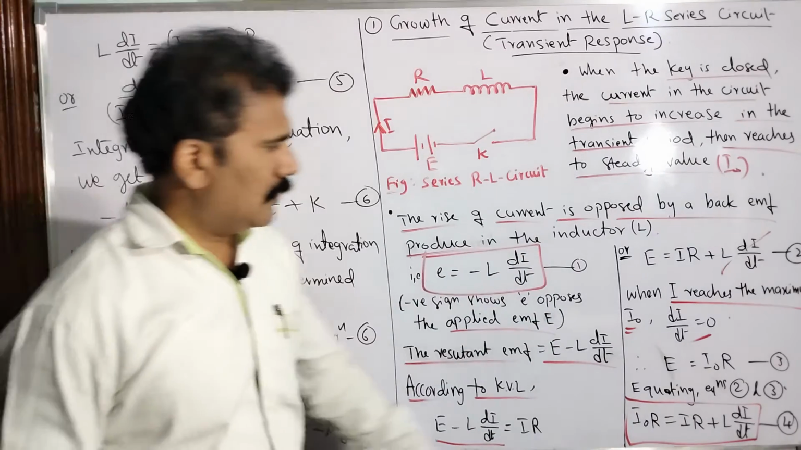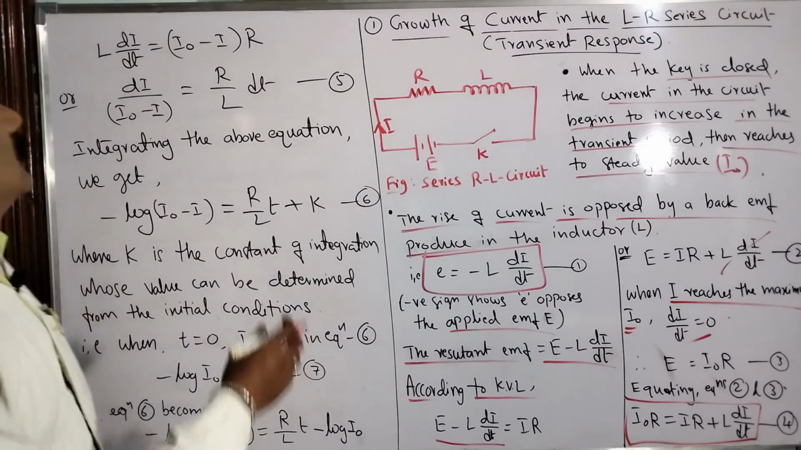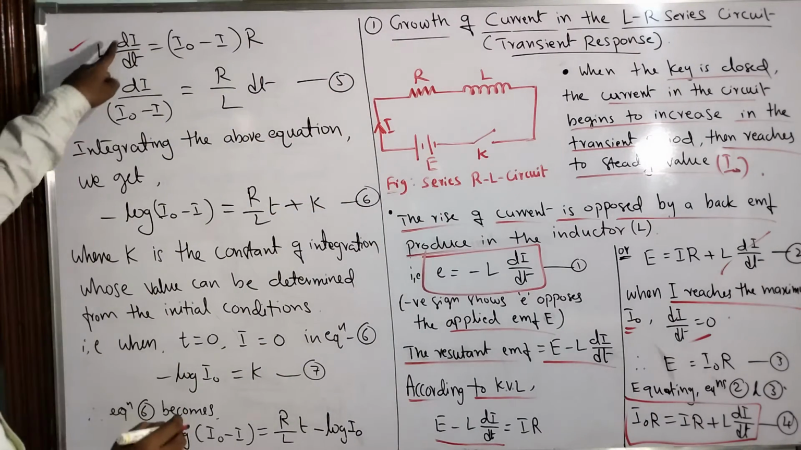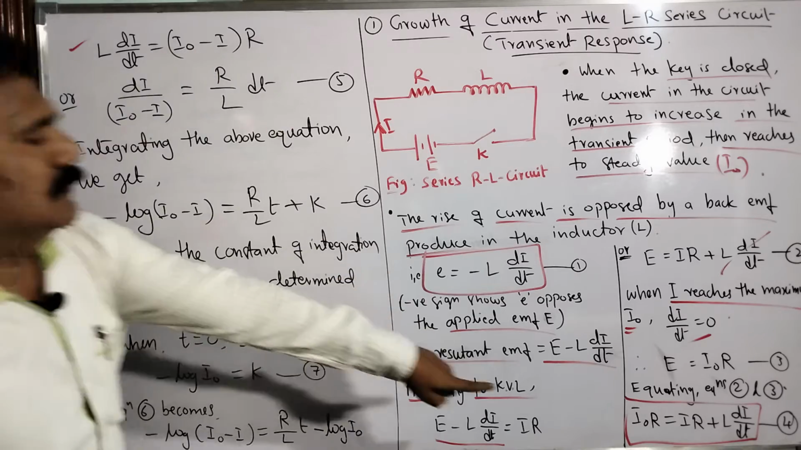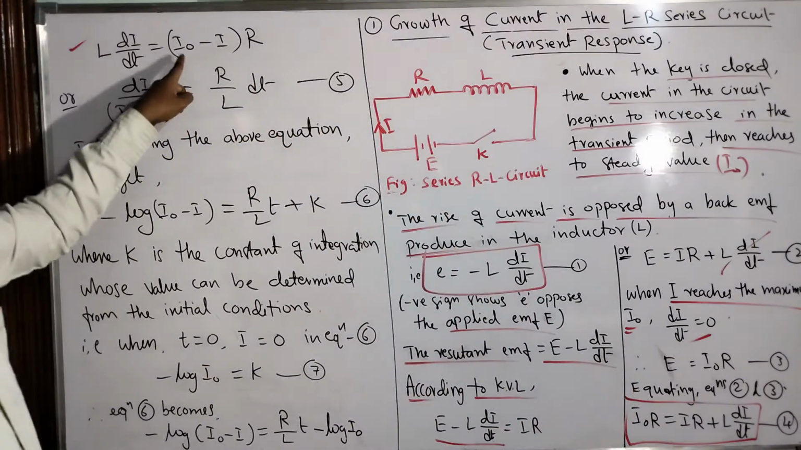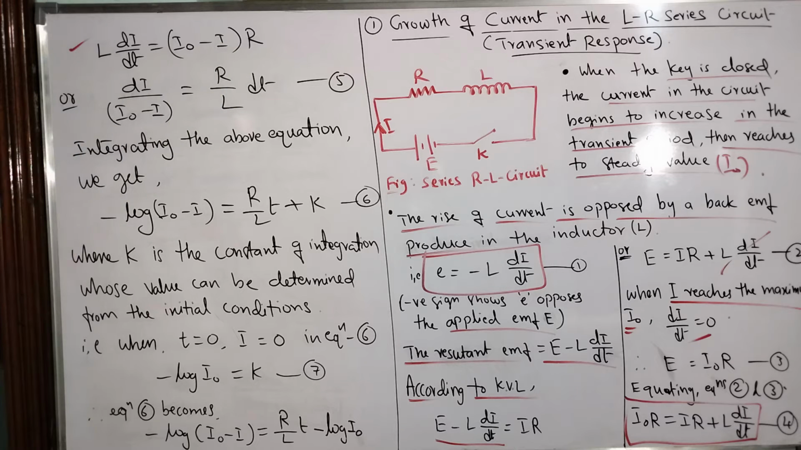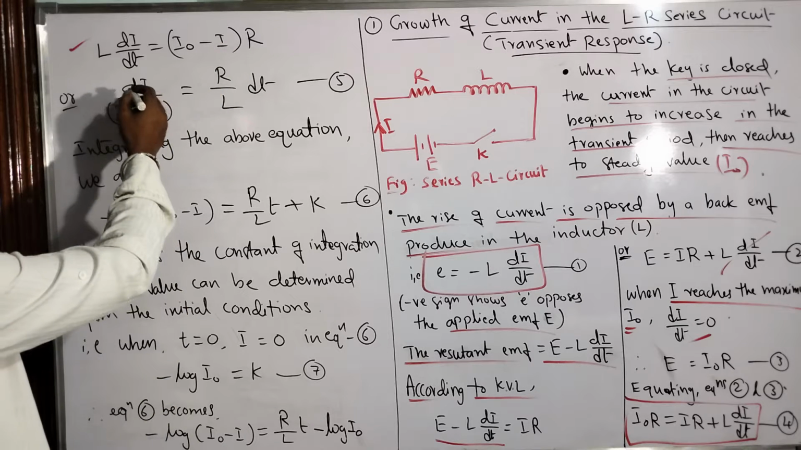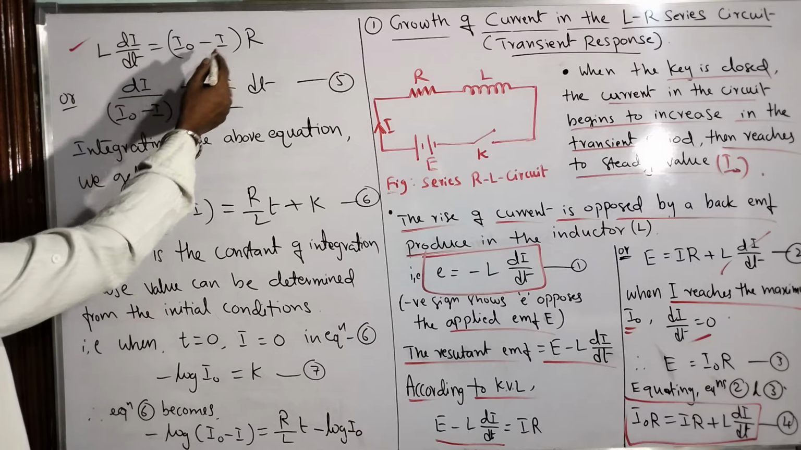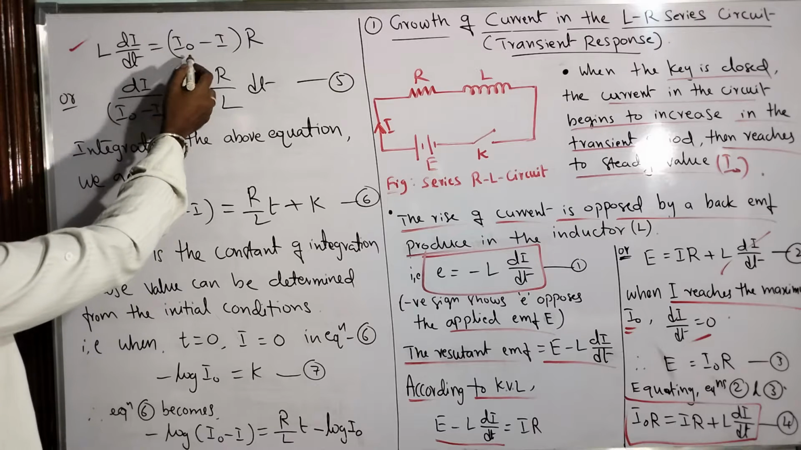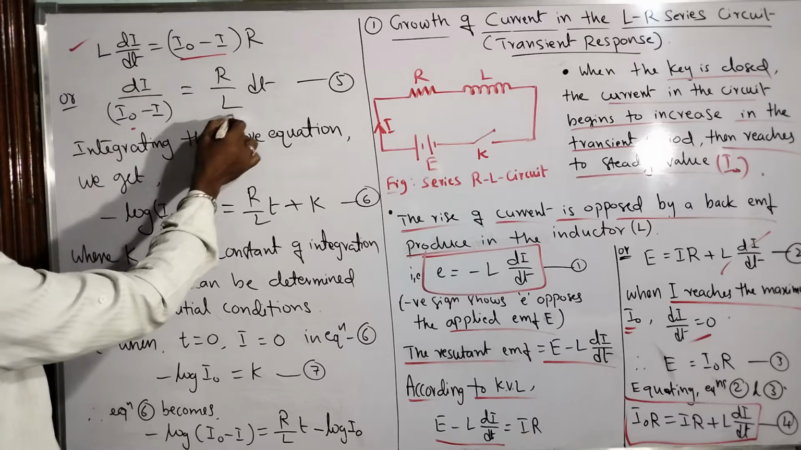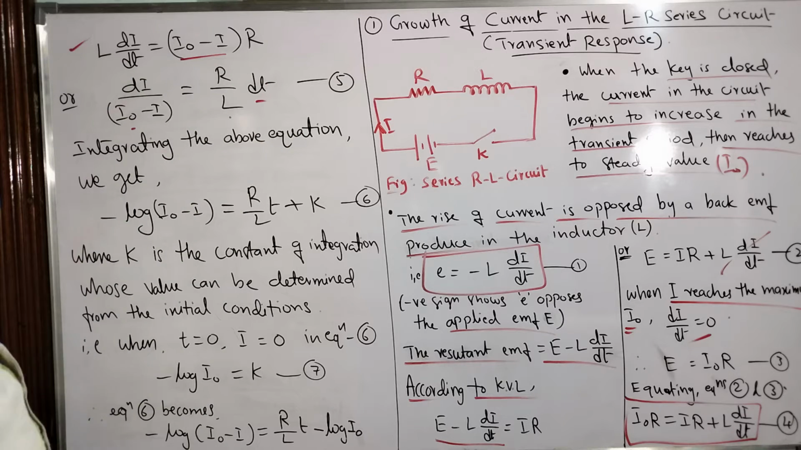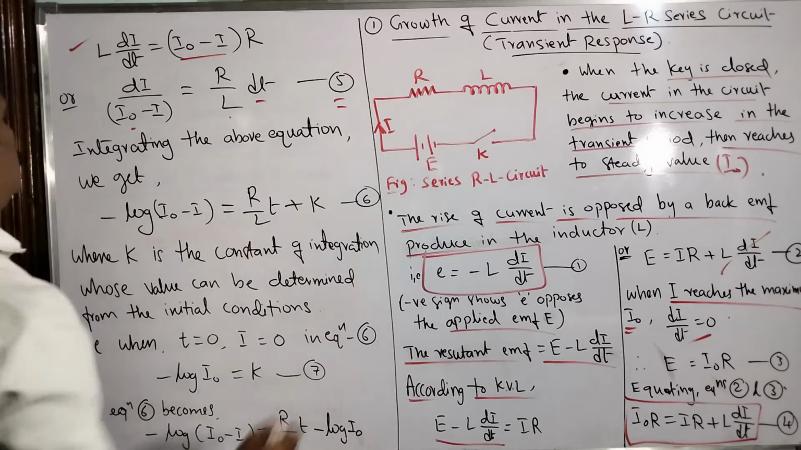Now this equation 4 is just rearranged here. That is L into di by dt is equal to, you see, R is common, so you can take R common here, and you get I naught minus I into R. By cross multiplication you can write di. Taking all the current terms to one side, di by I naught minus I in the denominator is equal to R by L into dt. That is one particular form of the equation, equation 5.